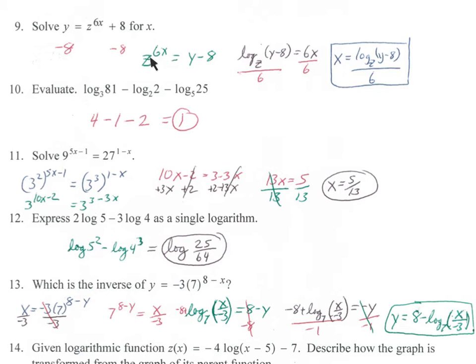Now you might also notice I switched the 6x to the left and have this on the right. You're allowed to do it. It's called the reflexive property. Because when I write logs, it's really important to have the exponent on the left. It just makes it easier for me. If you can do it with this on the right and the y minus 8 over here, go for it. I just think it's easier to have the exponent on the left.